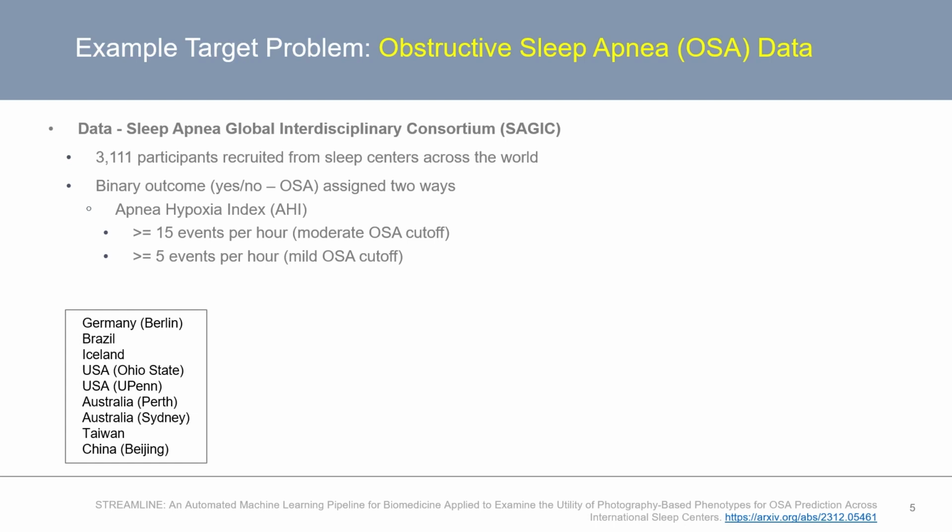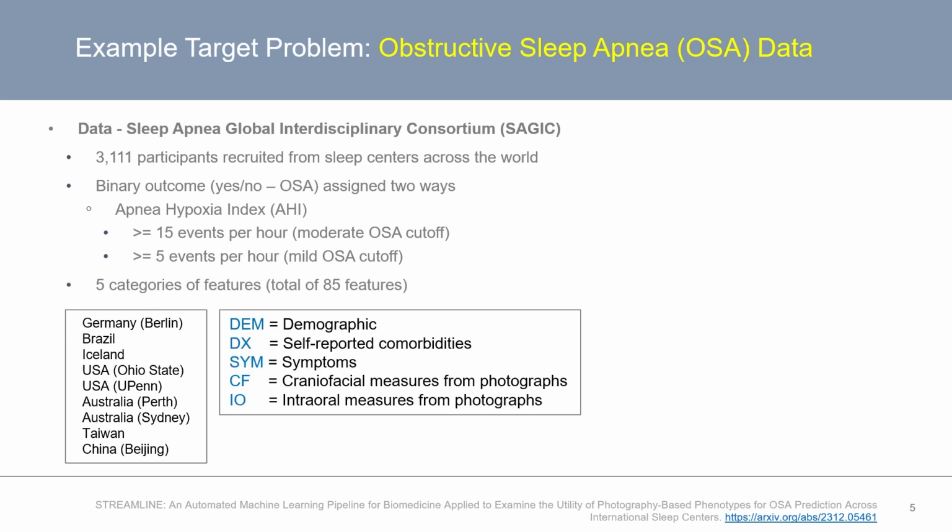In our first analysis, participants with an apnea-hypoxia index greater than or equal to 15 events per hour were classified as having moderate to severe sleep apnea. And in our second analysis, participants with an apnea-hypoxia index greater than or equal to 5 events per hour were classified as having mild to severe obstructive sleep apnea. This dataset also included 5 distinct categories of potentially informative features, with 85 features in total. These categories included demographic, self-reported comorbidities, symptoms, and both craniofacial or intraoral measures from photographs.